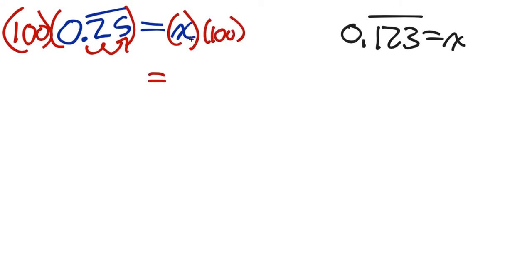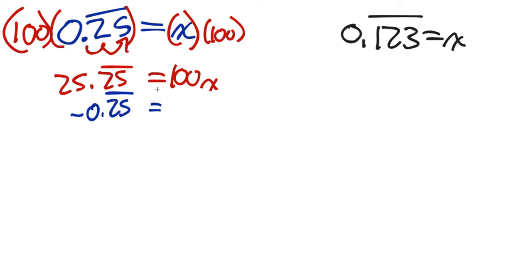So on the right-hand side, x times 100 is 100x. On the left-hand side, 100 times 0.25 repeating will be 25.25 repeating. Now I want to get rid of this pesky 0.25 repeating part, and I could do that with the original thing. Everything in blue, I'm going to subtract. So on the left-hand side, I'm going to subtract 0.25 repeating. On the right-hand side, I'm going to do that in terms of x. That means I'm going to subtract 1x, or just minus x.